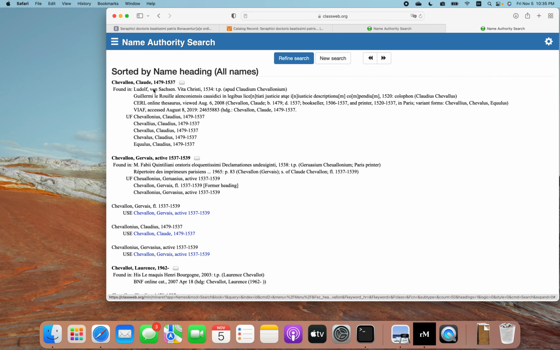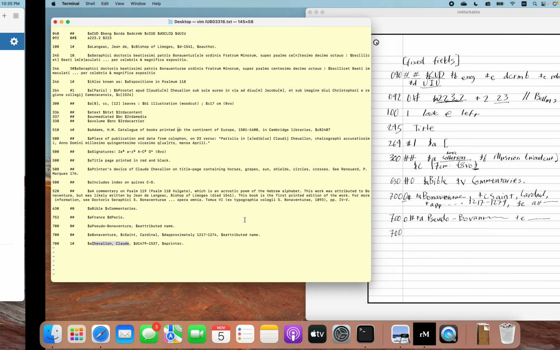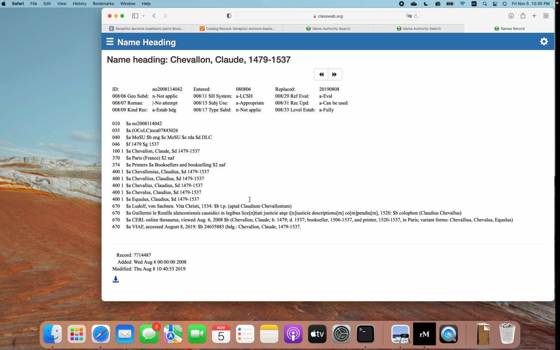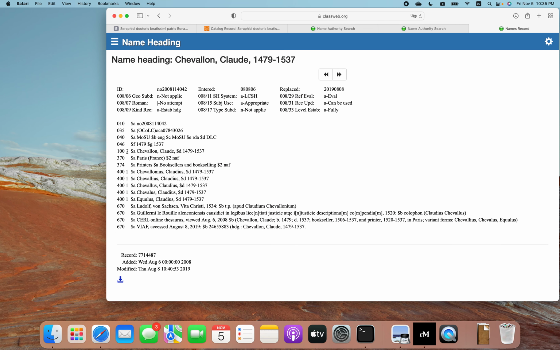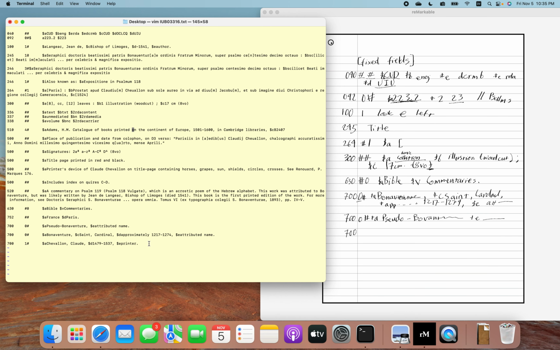When we come over here, we'll come to MARC display. And we just have to look, okay, it looks like if he was alive, 1479 to 1537, he was a printer and bookseller, Chevalius. So these are all extra information to make sure that we have the right guy. And that looks like the right guy. So we can copy paste this 100 field into the 700 and then add printer to that relationship designator right there.